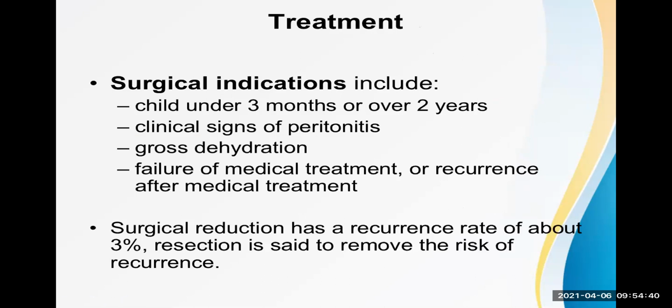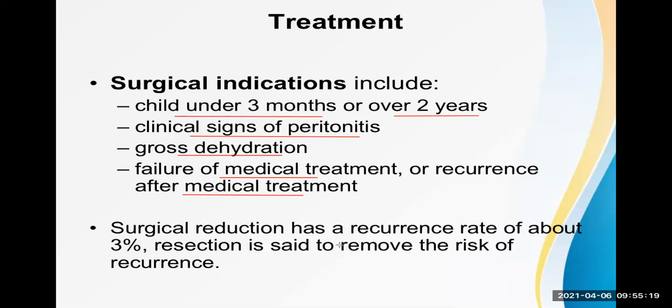Now, what are the surgical indications? Those were the conservative management options. But what are the surgical indications? The definite surgery: child under 3 months or over 2 years, clinical signs of peritonitis already present, gross dehydration in the child, and failure of medical treatment or recurrence after medical treatment. So all of these are different types of surgical indication. So we straight away take the child to the operation room, open the abdomen, and do whatever is necessary there.